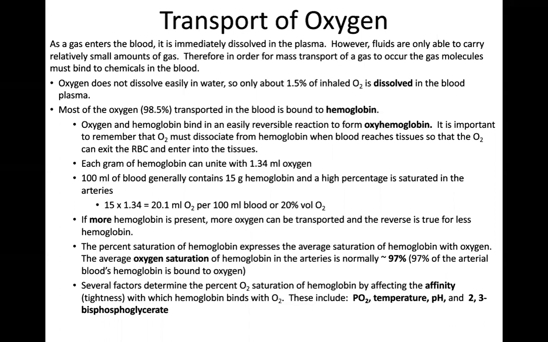You can have a really loose hold on someone, which means that you're more likely to fall off, right? To dissociate. Or if you really are holding on tight, you're less likely to dissociate. Same thing can happen with oxygen and hemoglobin. The things that can affect this affinity include PO2, which we've been talking about, pressure of oxygen, temperature of the body, pH of the body, and then a chemical called 2,3-BPG, short for bisphosphoglycerate.